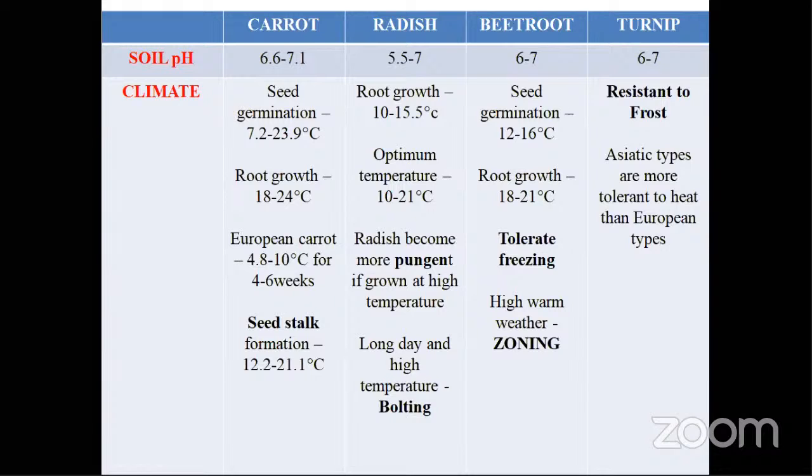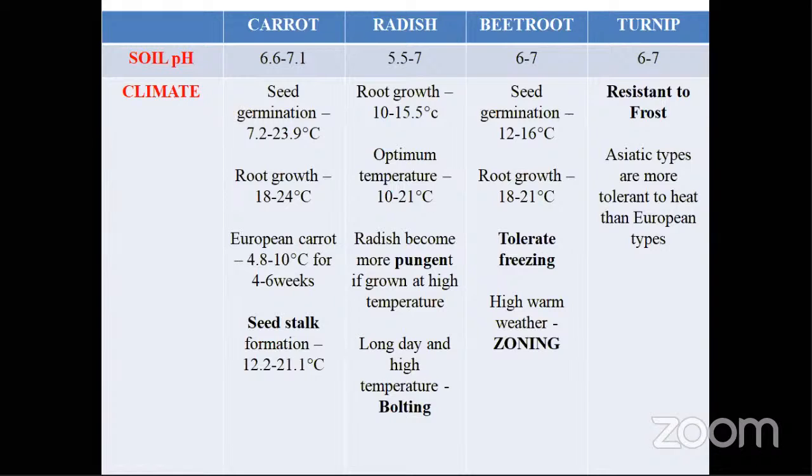Coming to radish, root growth of 10 to 15, even at low temperatures of 10 to 15 it will grow, but the optimum temperature is up to 21 or 22. And radish generally becomes more pungent if it is grown under high temperature conditions, and it does not grow well at all if it is grown under very low conditions. So long day and high temperature causes bolting in radish.